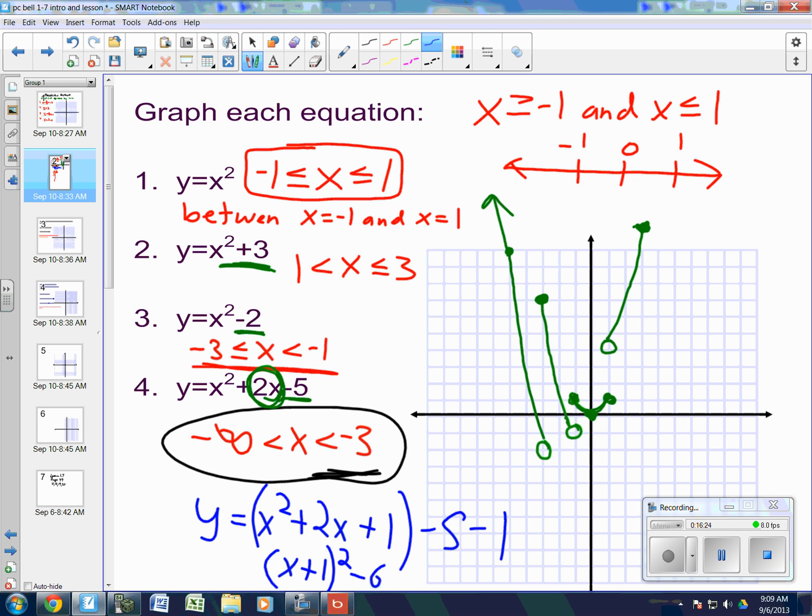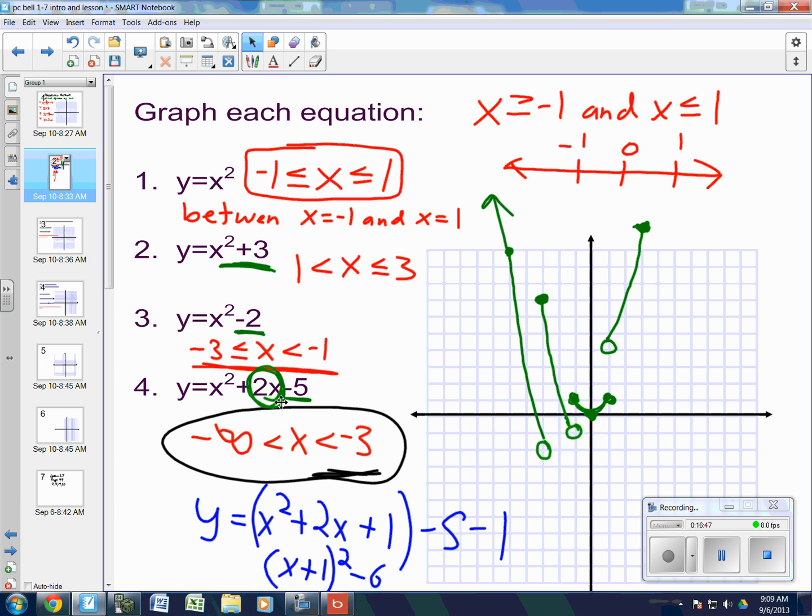It shifts it to the left 1. That x plus 1 shifts to the left 1. That minus 6 shifts it down 6. And that's why it started at negative 6 down there. So that's the fast answer to that. It's a little bit off subject, but since you're asking, it might be a good time to talk about it. Okay, but back to this, you guys.